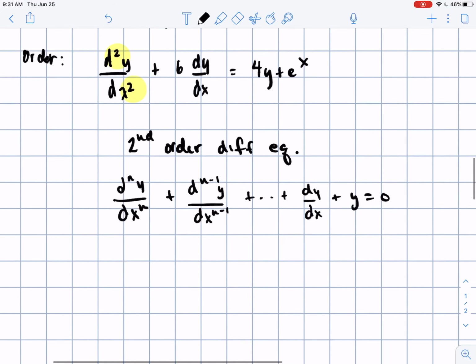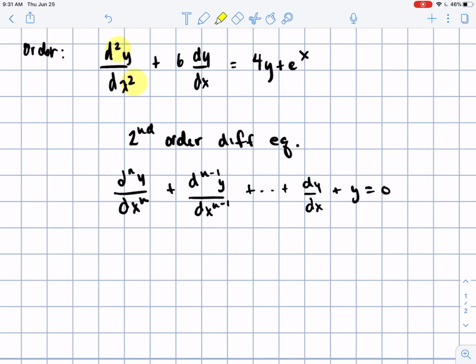Something like that, and this would have nth order. So pretty straightforward for order.